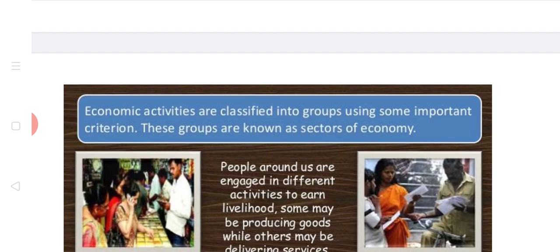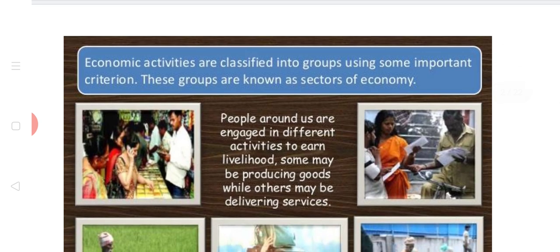Economic activities are classified into groups using some important criteria. These groups are known as sectors of the Indian economy. Sectors of an economy: people around us are engaged in different activities to earn a livelihood. Some may be producing goods while others may be delivering services.